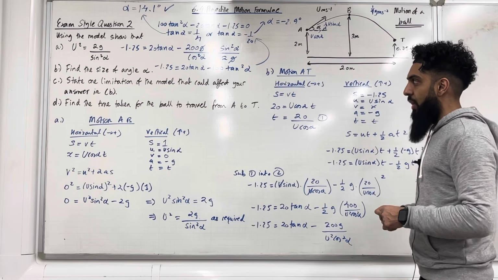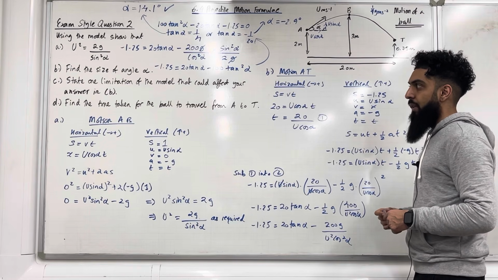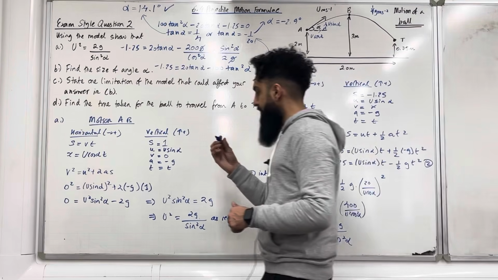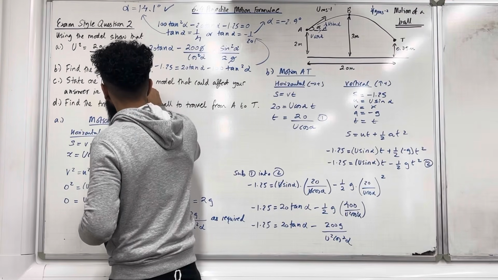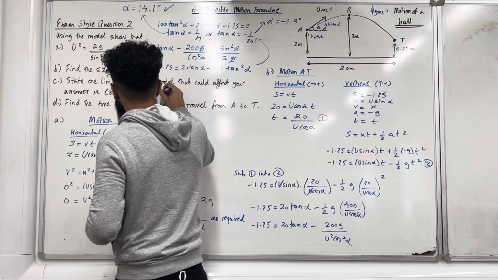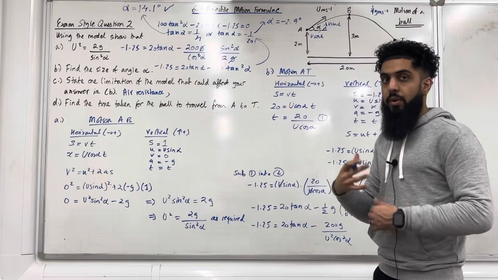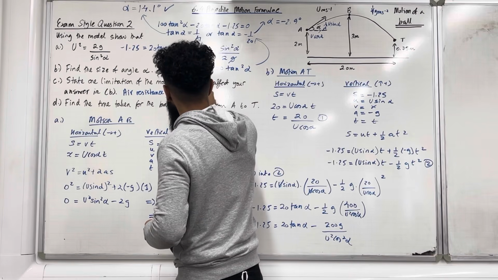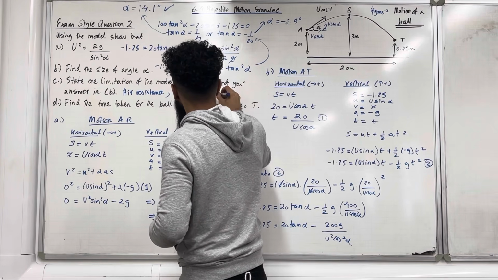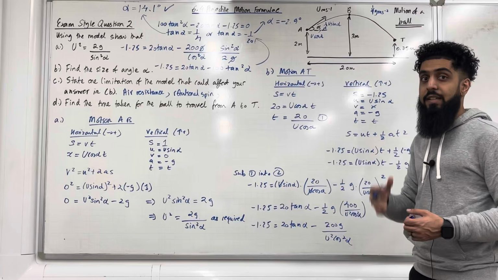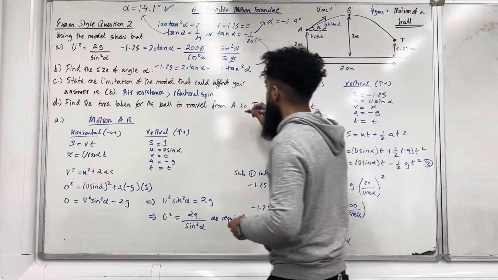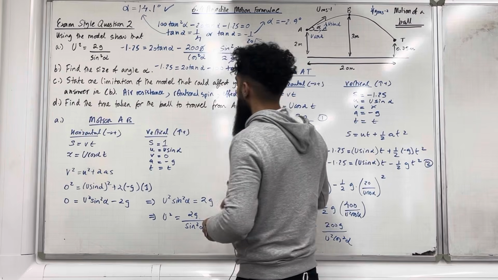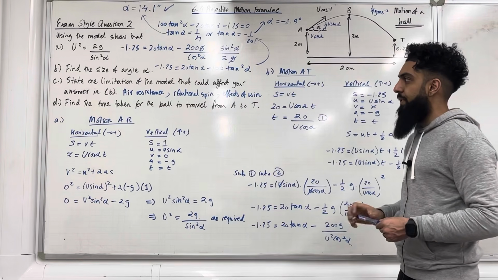State one limitation of the model that could affect your answer in part B. Okay, so there's more than one answer here. We've neglected air resistance. We've neglected the rotational spin of the ball. We've also neglected the effects of wind. So any of these over here are sensible answers.